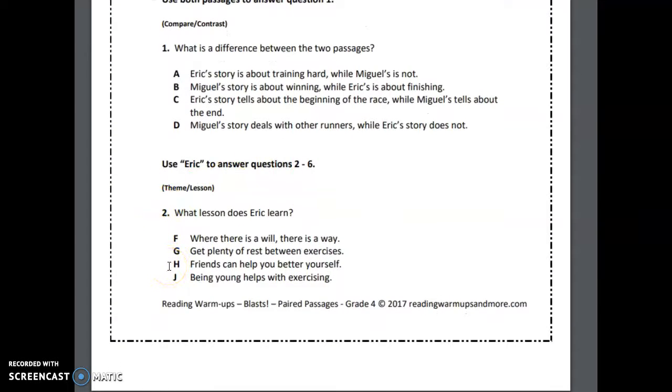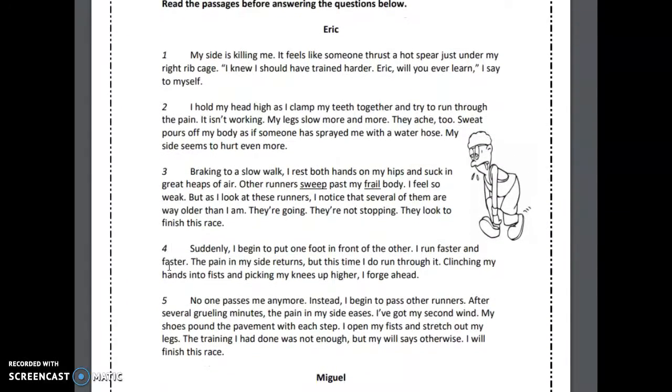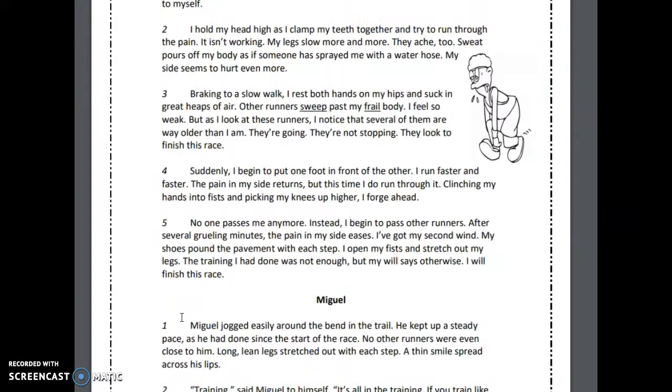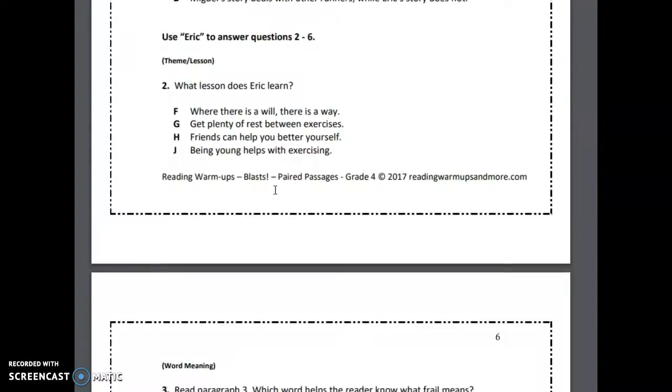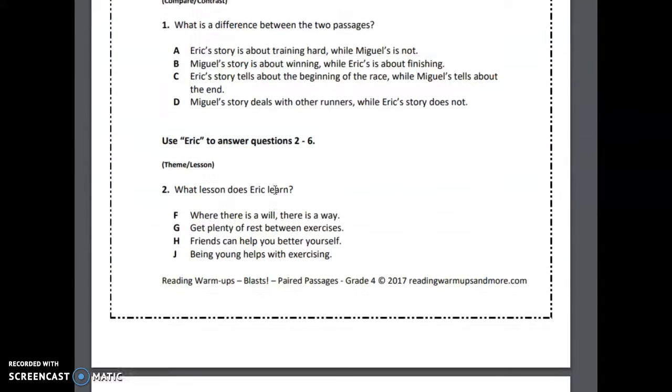H, friends can help you better yourself. This passage had nothing to do with friends at all. It's about him trying to finish the race. So H is not our answer. And J, being young helps with exercise. He talks about how there are people who are older than him passing him up, and they are doing better in the race than him. So that has nothing to do with him being young. So that is not our answer. Our answer here is F.